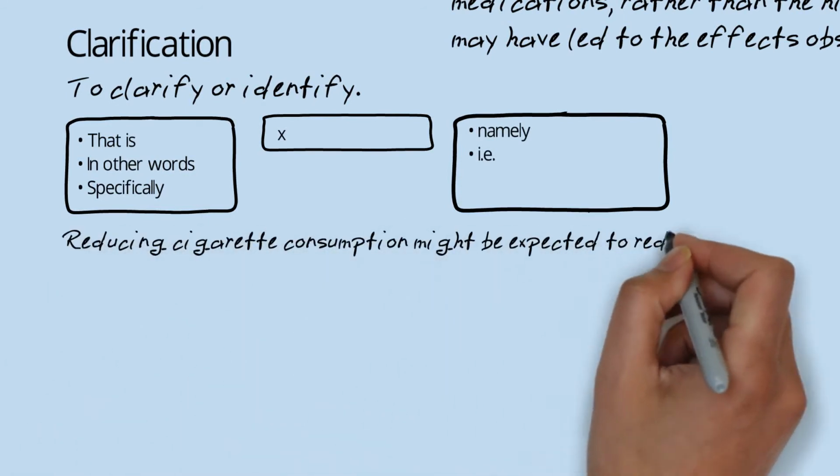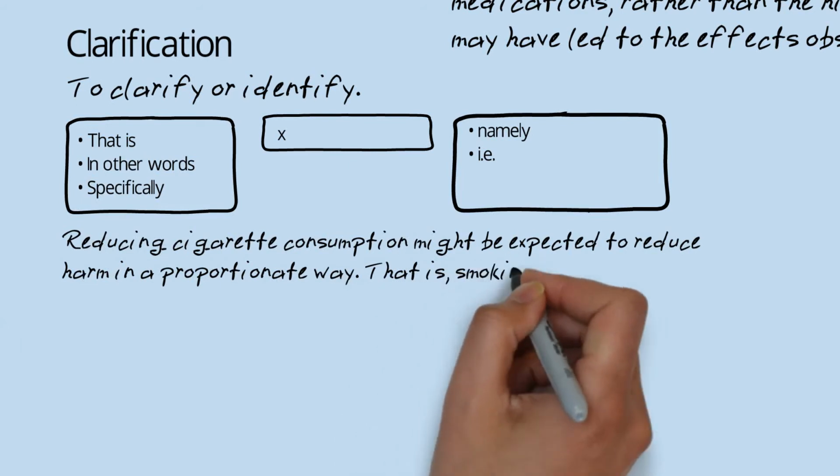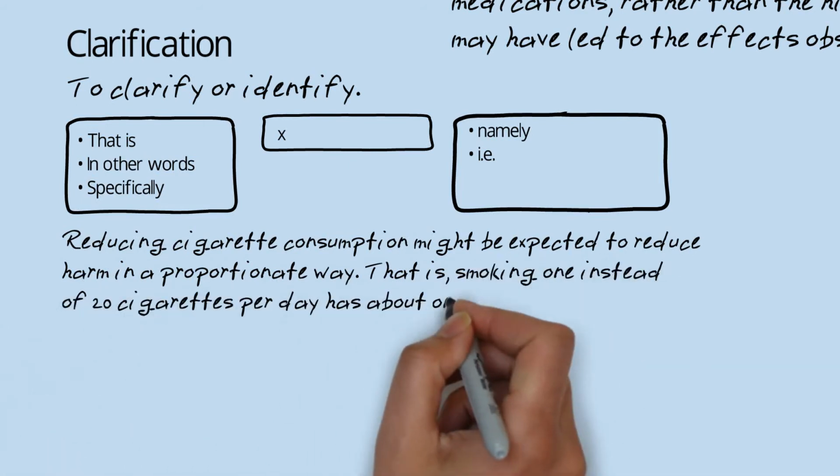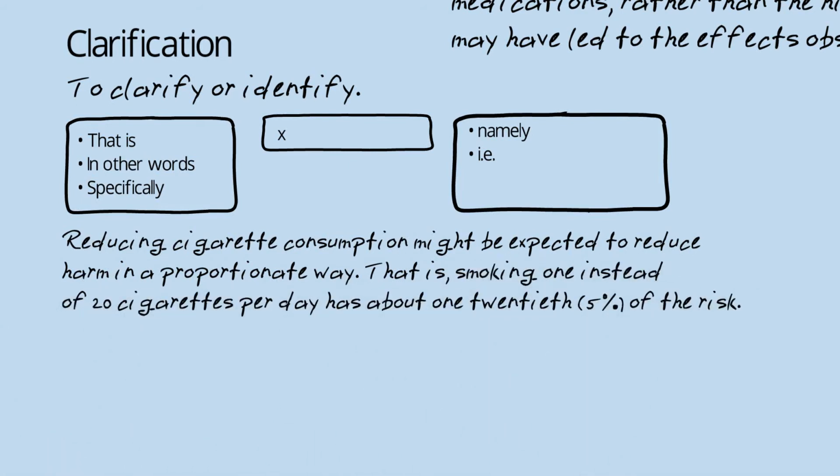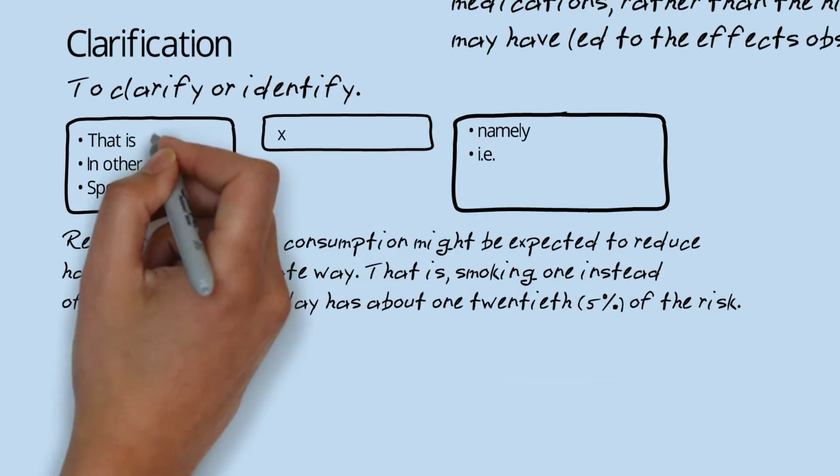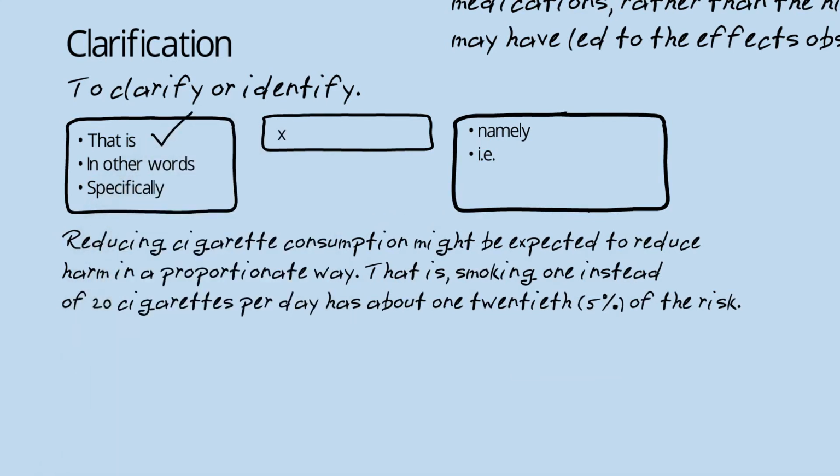Reducing cigarette consumption might be expected to reduce harm in a proportionate way. That is, smoking one instead of 20 cigarettes per day has about 1/20th or 5% of the risk. So in this case, the second sentence clarifies what's meant by the first sentence, in particular the phrase a proportionate way.